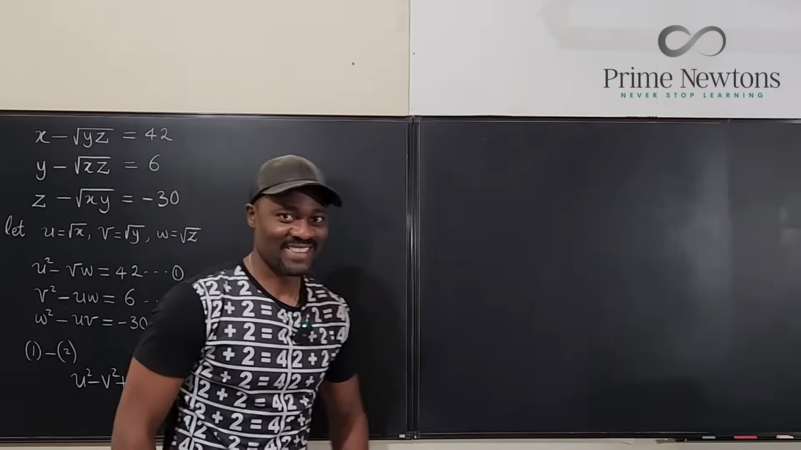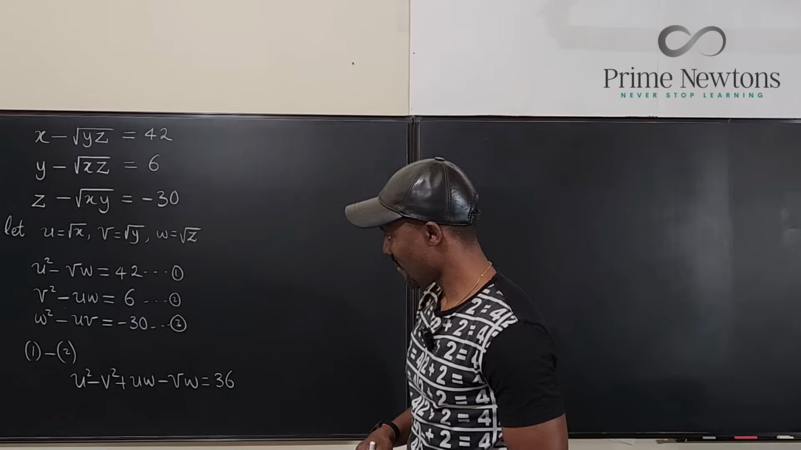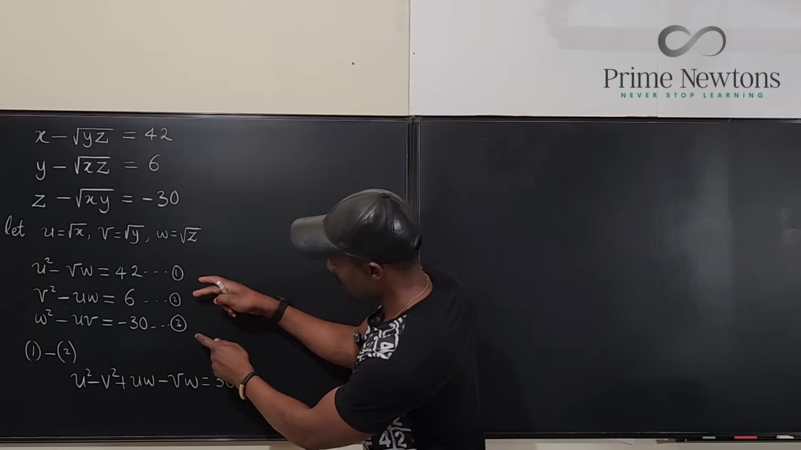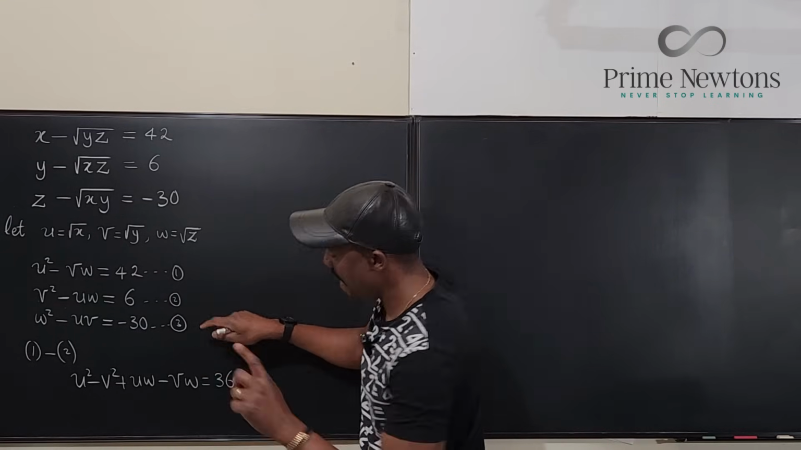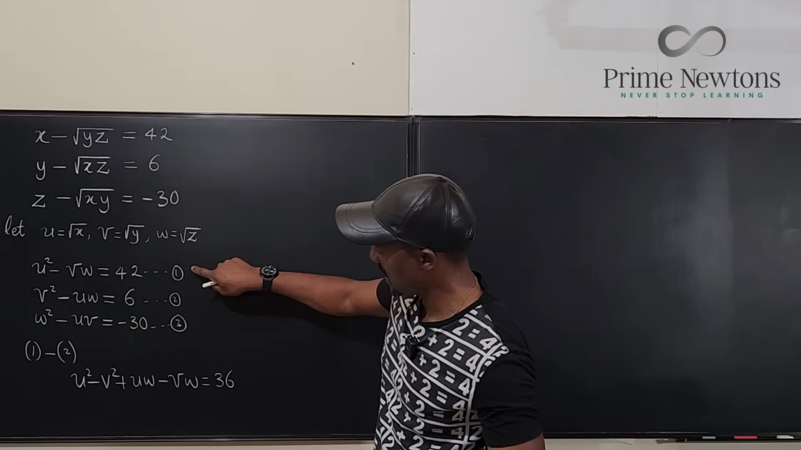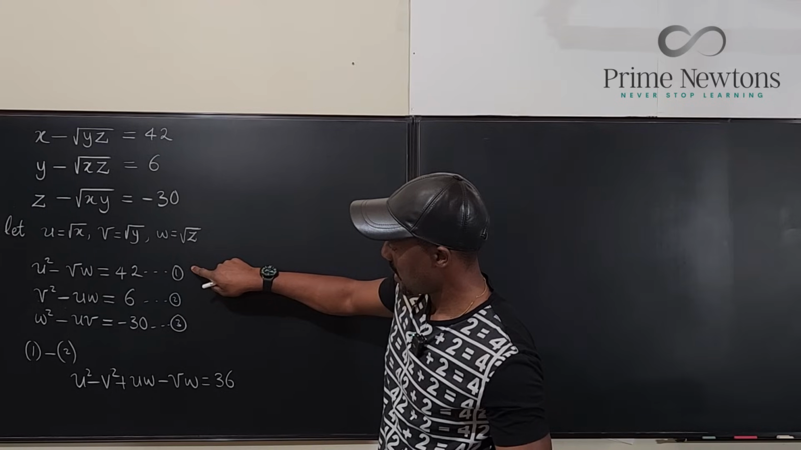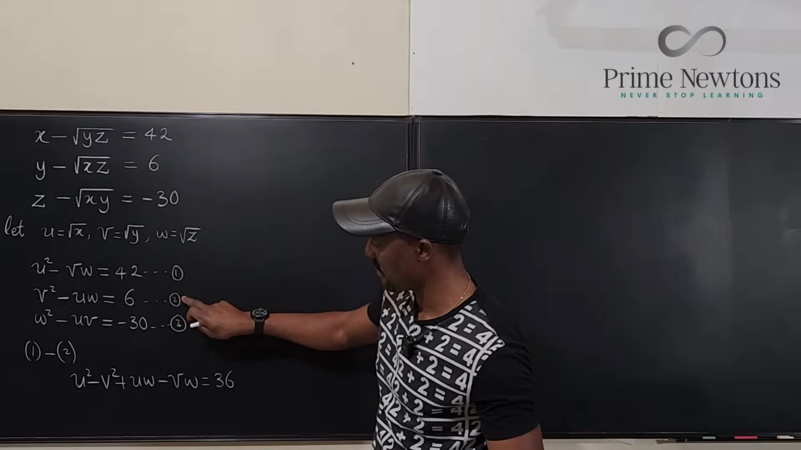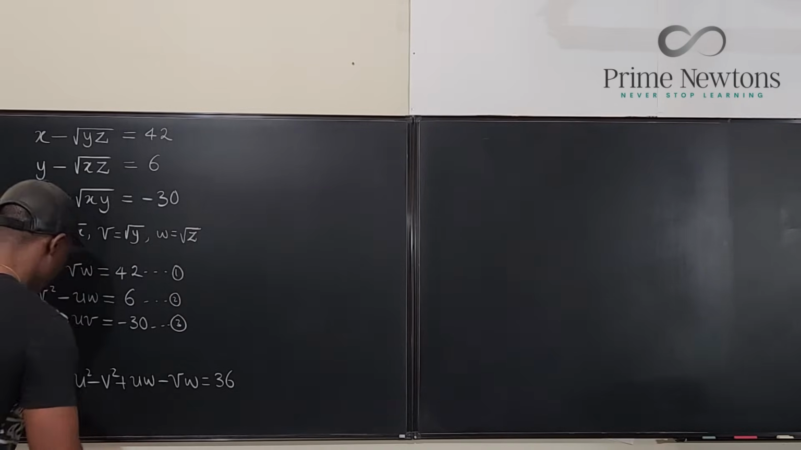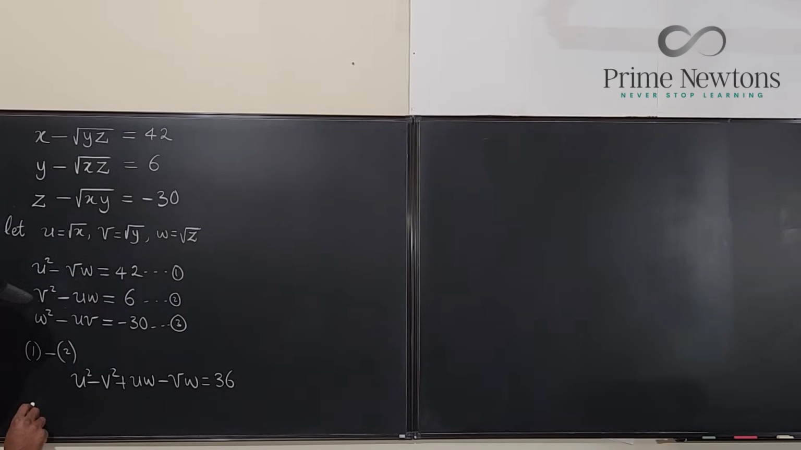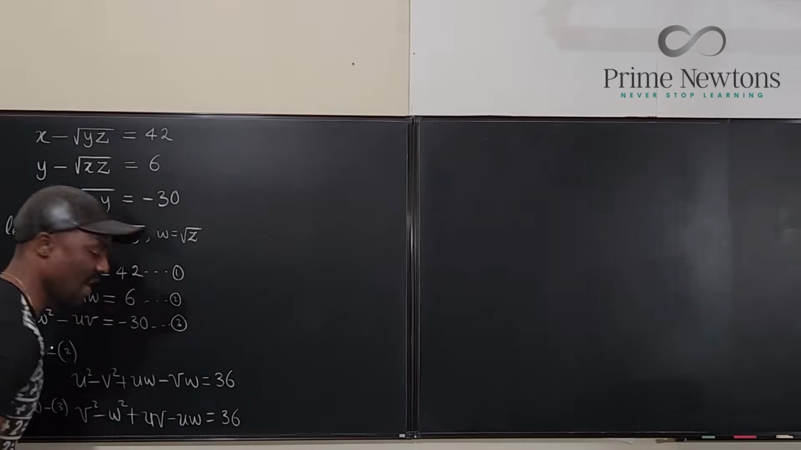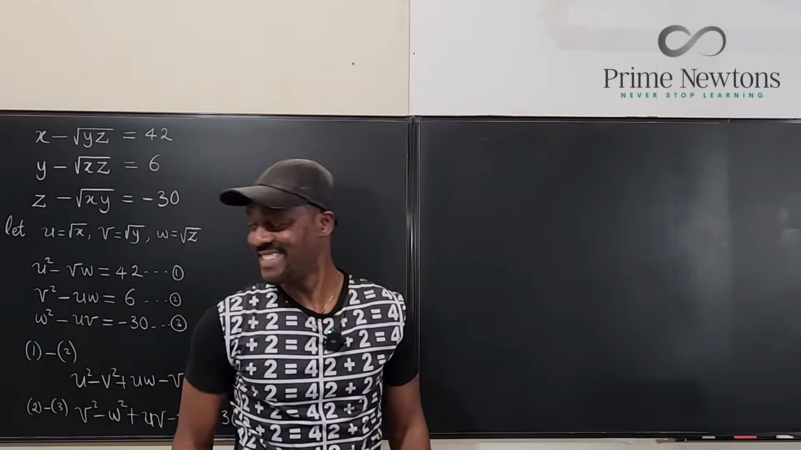Nice. Okay. Let's do this subtraction. I'm going to subtract this from this. I'm not going to subtract this from this because it doesn't give me a number that's going to be 36. So I'm going to just do these two. So again, if I do equation 2 minus equation 3, I'm going to end up with, nice.